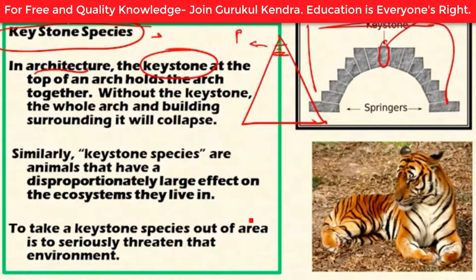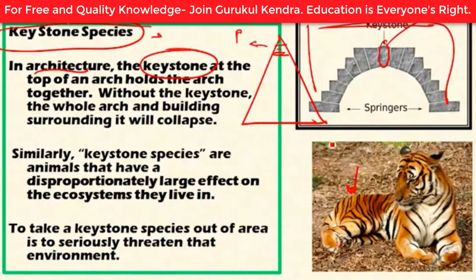Similarly, in the forest ecosystem as well as any other ecosystem, there are certain species which act as a keystone. These species are called keystone species. For instance, if you take out the tiger or destroy all the tigers in a forest ecosystem, that may lead to ecological collapse, ecosystem collapse.